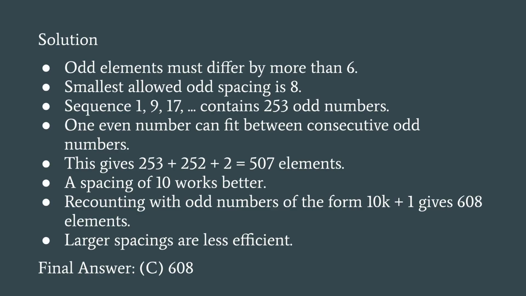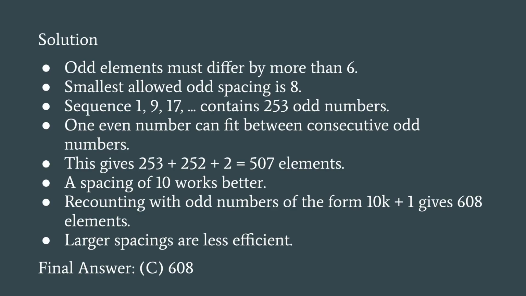At the end of the interval after 2017 and before 2024, there is enough room to fit two additional even numbers. Therefore, the maximum size of S is 253 plus 252 plus 2 equals 507. However, this arrangement is not optimal.